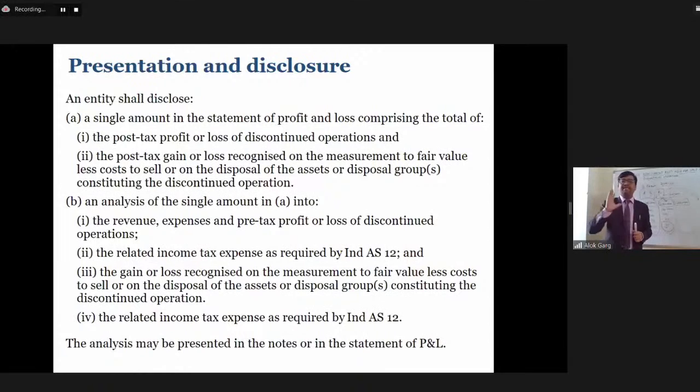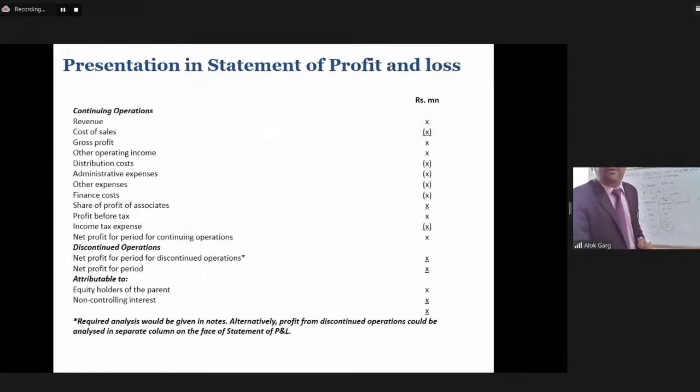Now the company has disclosed the single amount like this. Let me show you. So this is the single amount. Are you able to see the section discontinued operation? So net profit for the period of discontinued operation. If there is a profit or loss on disposal or between the carrying value versus fair value less cost to sell, a single line will come also. So this is the single line item.